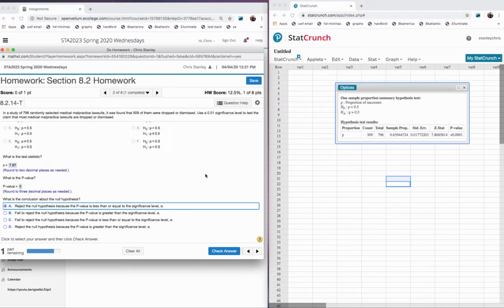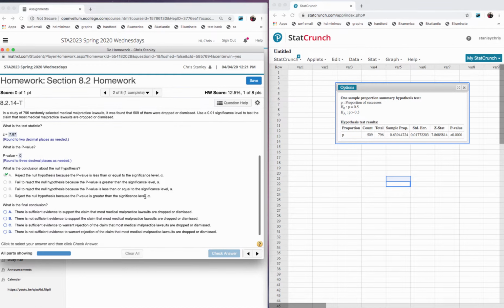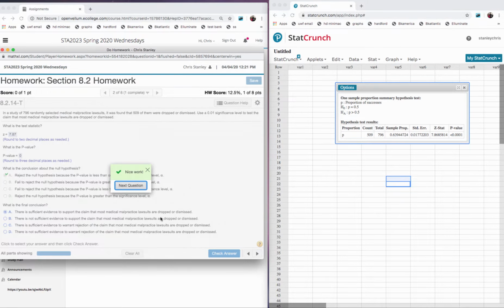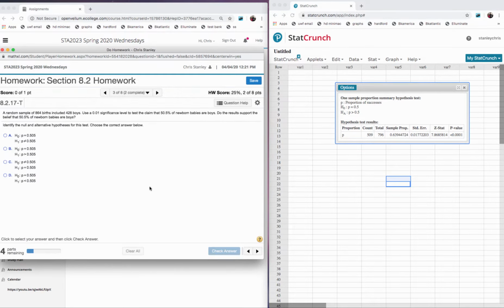So the result they got from their sample, this p-hat, was way out of the ordinary. It's not something they'd expect if the null was true, so we're going to reject the null. Okay, so there is sufficient evidence to support the claim. Yep, that's true. See, we're rejecting the p equals 0.5 and going with the p is greater than 0.5.